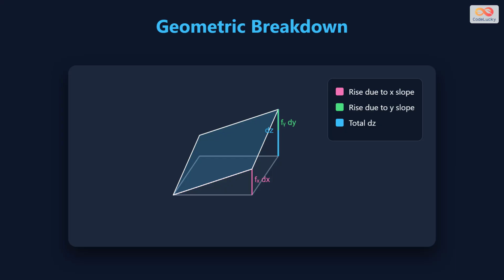Let us look at this geometrically. Imagine a block. If we move in the x direction, we climb a certain amount, shown in pink. If we then move in the y direction, we climb another amount, shown in green. Adding these two vertical climbs together gives us the total vertical change, dz, shown in blue.